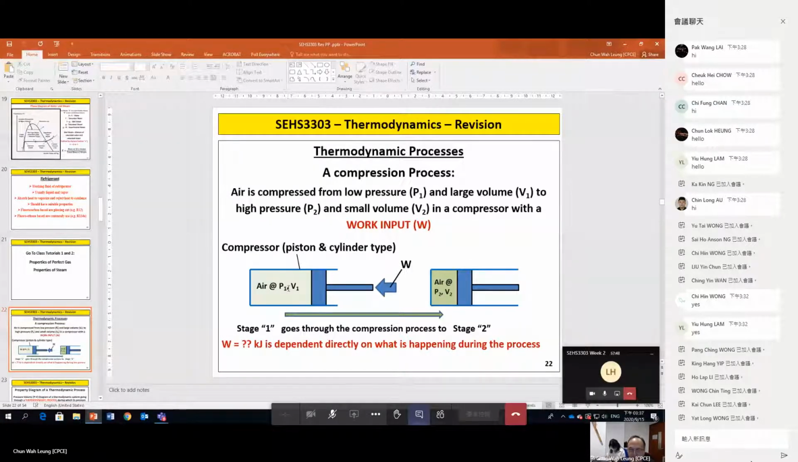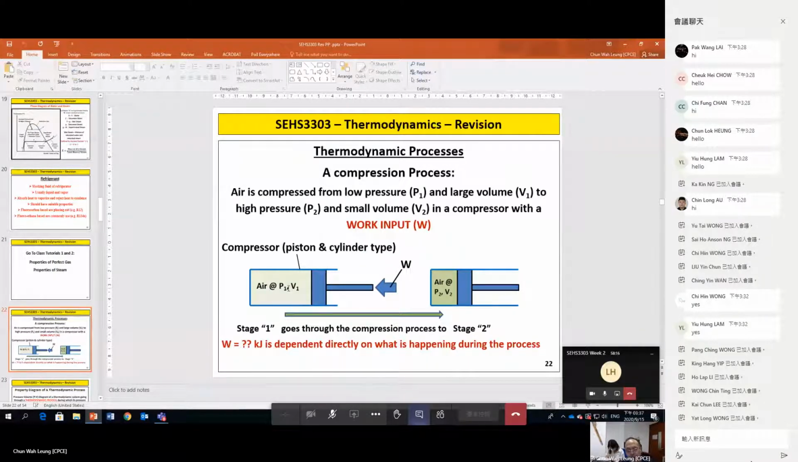Therefore, clearly we specify that work and heat, yes, they are energy. However, they are the form of energy during the transfer between 1 and 2. Okay? And also, work and heat are energy that can be transferred across the boundary.